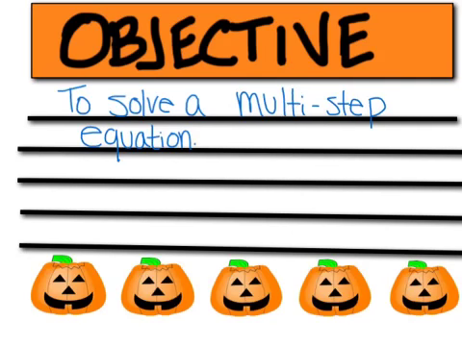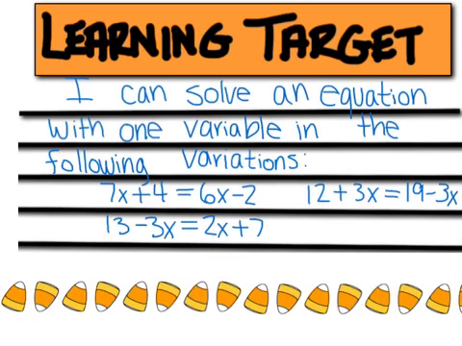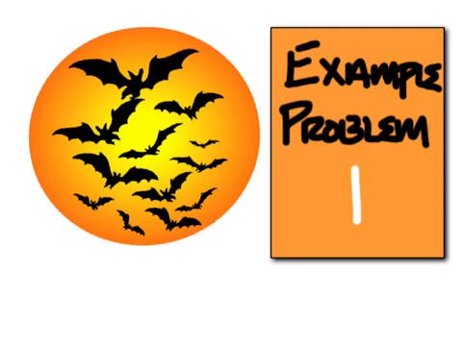Alright, our objective for today is to solve a multi-step equation. Our learning target is to solve an equation with one variable in the following variations. 7x plus 4 is equal to 6x minus 2. 13 minus 3x is equal to 2x plus 7. And 12 plus 3x is equal to 19 minus 3x. So we're just going to be working with x on both sides. Alright.